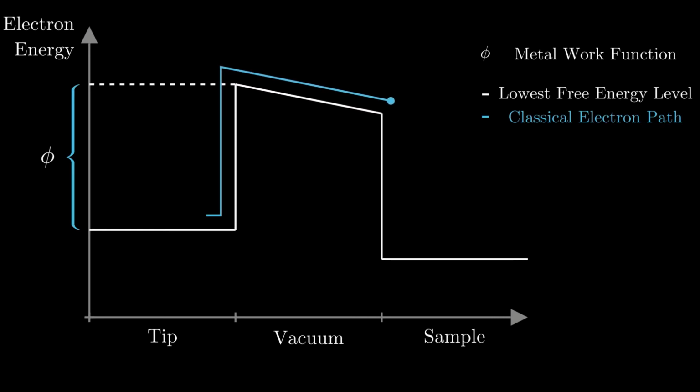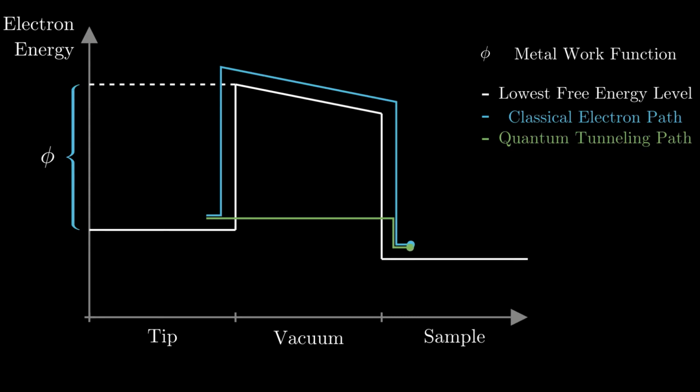Only afterwards is it possible for the electron to fall down to occupy the lower energy states in the positively charged sample. In the scanning tunneling microscope, there is no source to provide the additional energy required for the electron to pass over the barrier. Therefore, it cannot cross the barrier using the classical path. However, quantum tunneling allows the electron to bypass the barrier, travelling through the forbidden region to occupy a lower energy state on the other side.